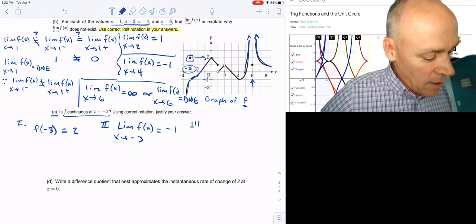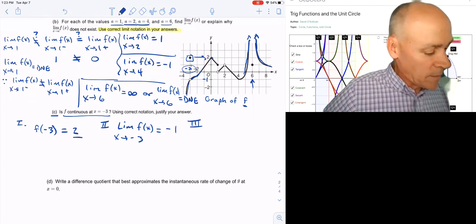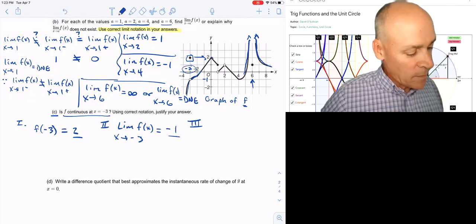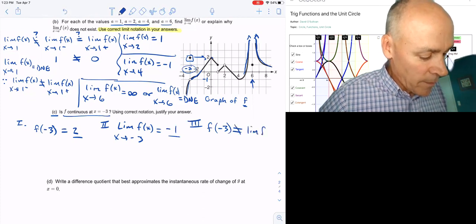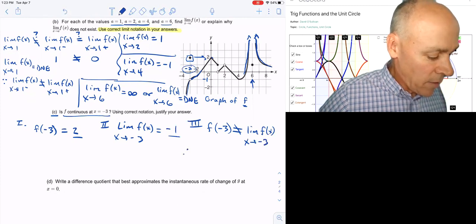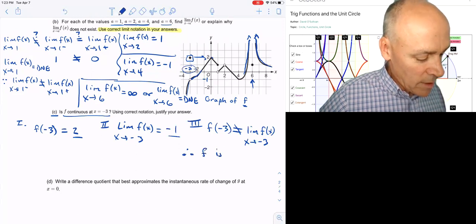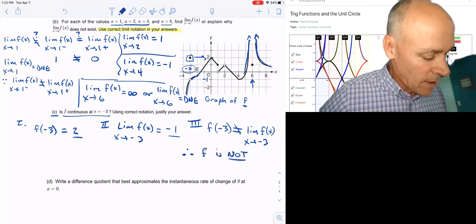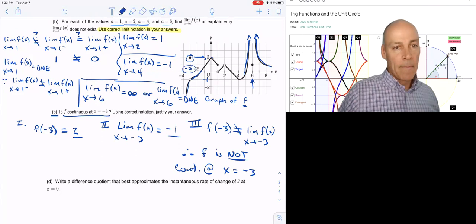And now my third condition for continuity at a point: are these two, the value of the function and the limit, equal? Well, no. So I can say that f at -3 does not equal the limit of f of x as x approaches -3. Therefore what? f is not continuous at x equals -3. Okay?